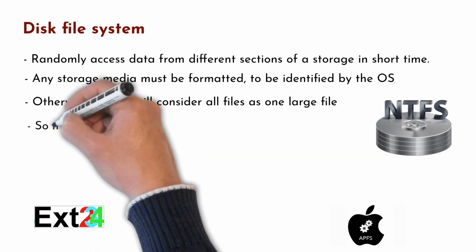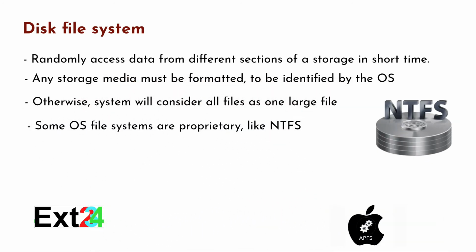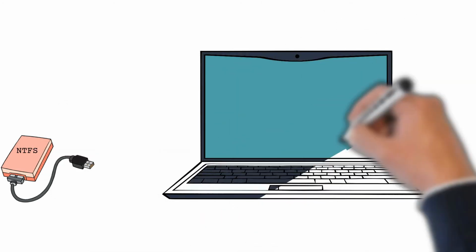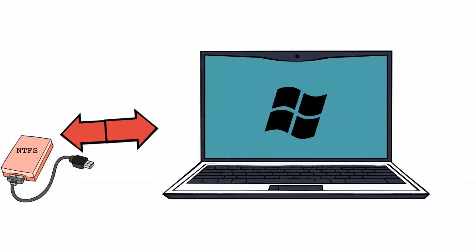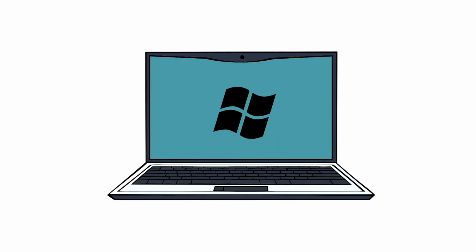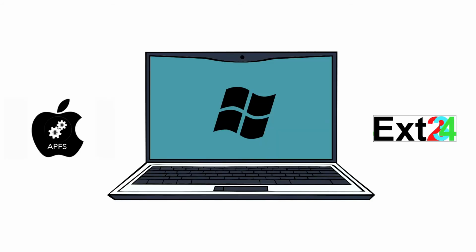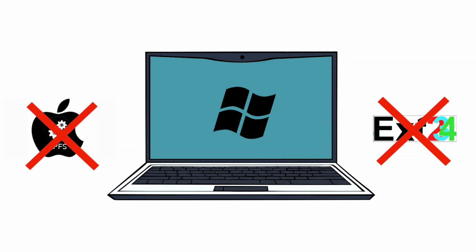Not all file systems are universal though. Some operating system file systems are proprietary. For example, if you format an external hard disk drive as NTFS, you can read or write data on a Windows PC. However, if you connect the hard disk to a Macintosh computer, you are limited to only reading the data. The situation is even worse in Windows, as it won't even recognize APFS or ext4 partitions.